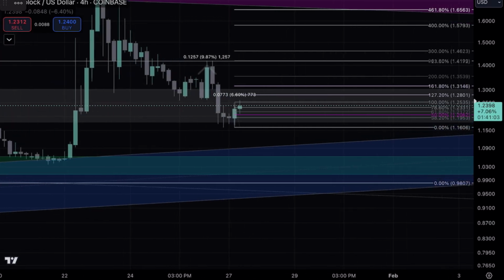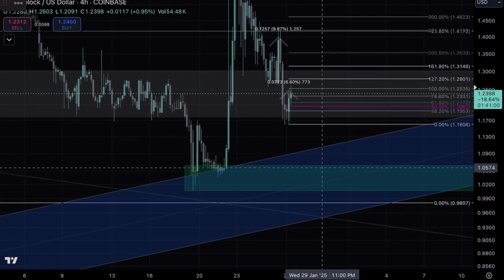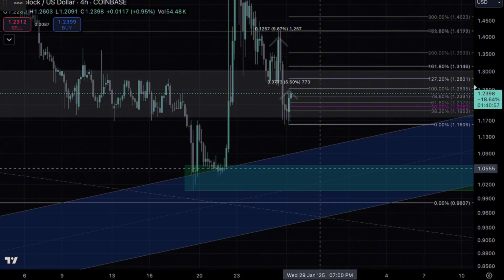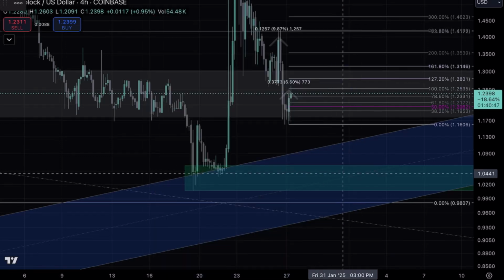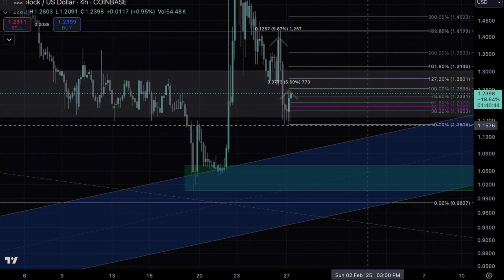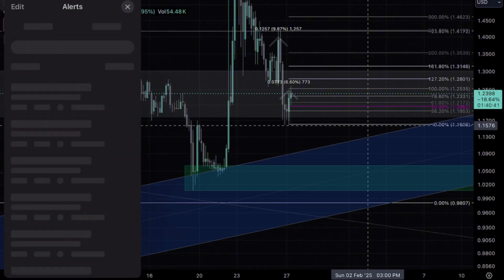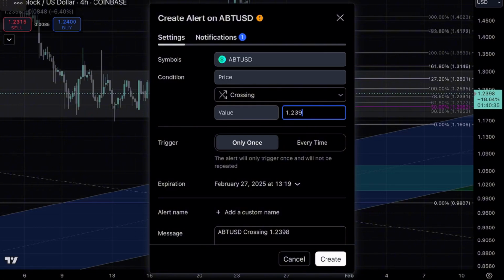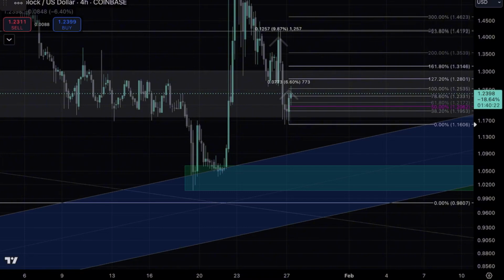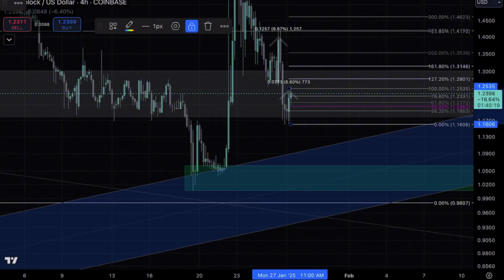Okay, so if we were to bounce off of this, I'm going to go ahead and move my alert down here, because that's what I'm interested in. If it were to come down, I'm interested in that area. So right below that 0%, 1.1605, I'm going to put that. So it'll be right below there, and I can get rid of this.